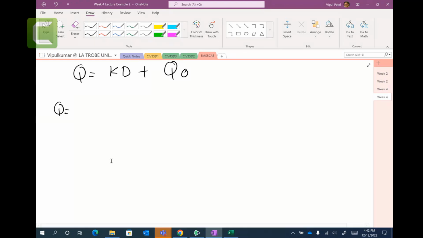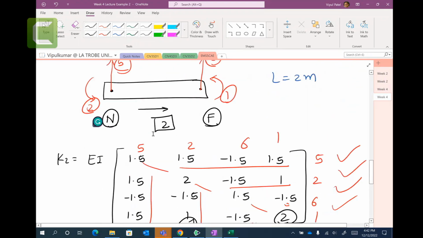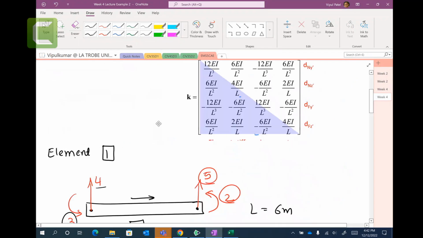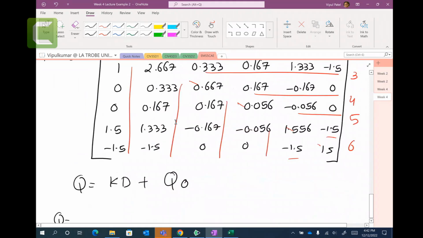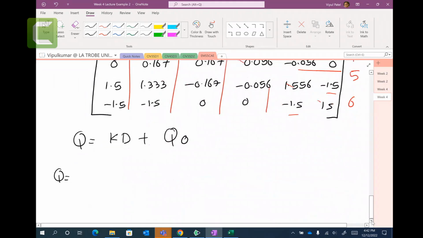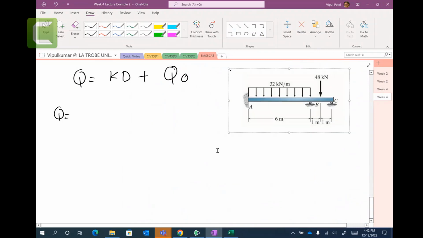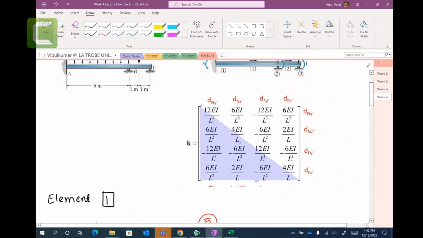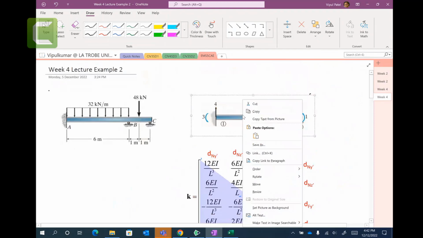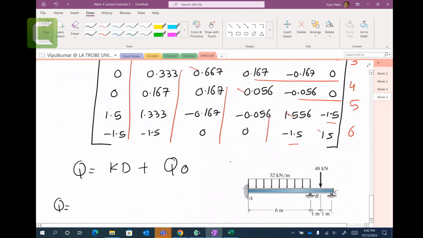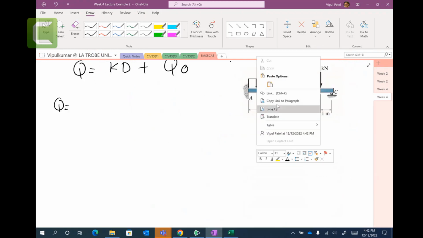Now for the nodal matrix, let me get that figure back. Copy. Paste. And copy. And paste.